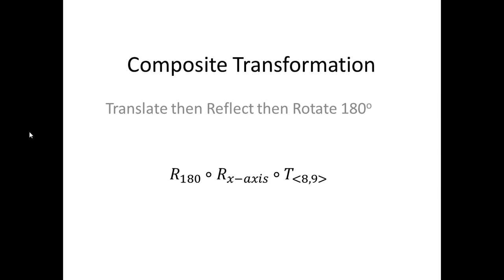Then we're going to reflect over the x-axis, which is the middle one shown there, and then we're going to rotate the figure 180 degrees, which is the leftmost. So again, the order of operations is from right to left, and you'll see the reason for that by the end of the video.